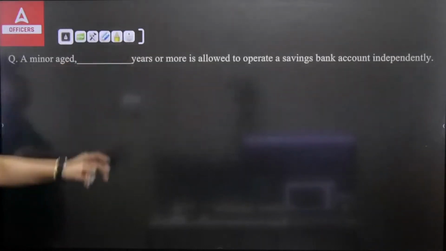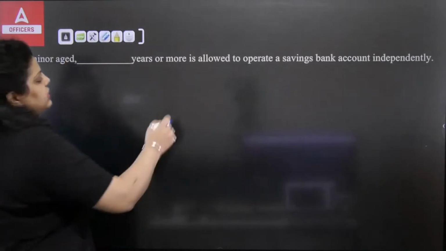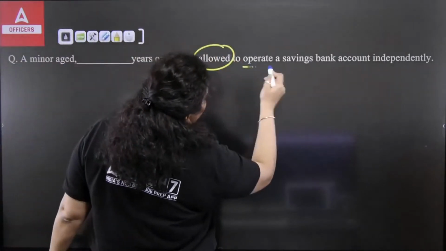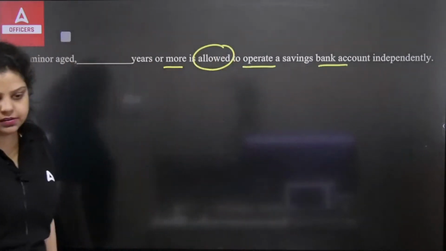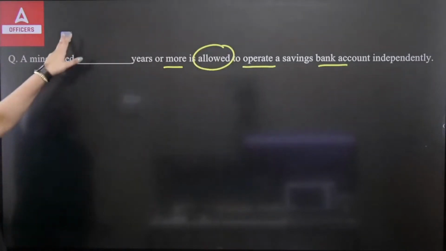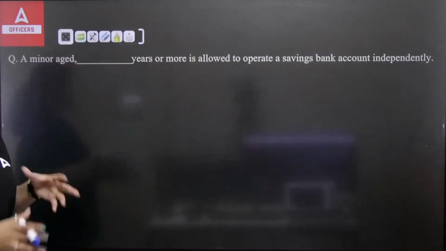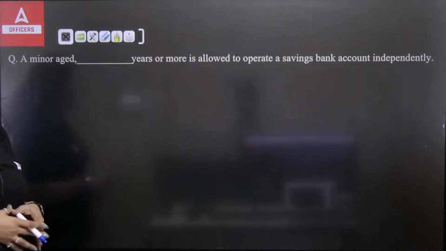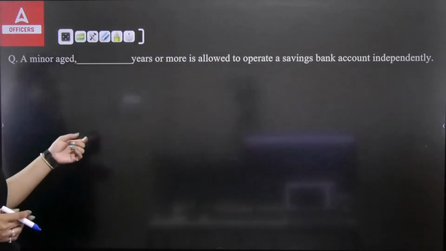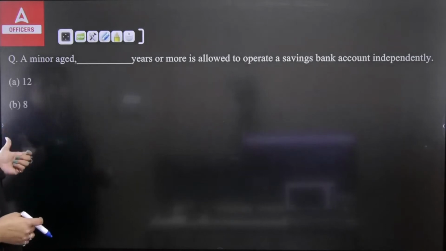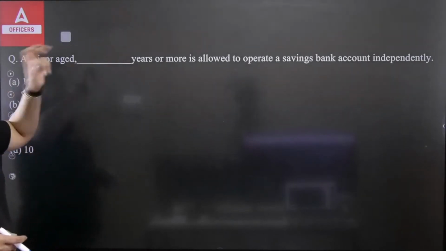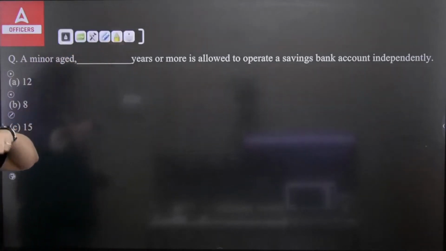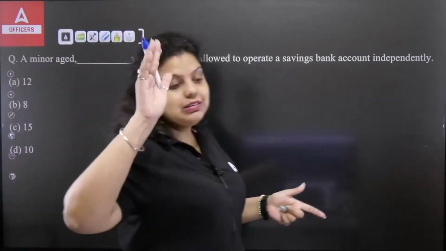Okay. Now, a minor of what age, or years or more, is allowed to operate a savings bank account independently? First of all, you should know who is a minor. A minor is simply a person who is below 18 years, who has not completed 18 years of age. So that's a minor. But minors are also allowed to manage their own savings account after a certain age.